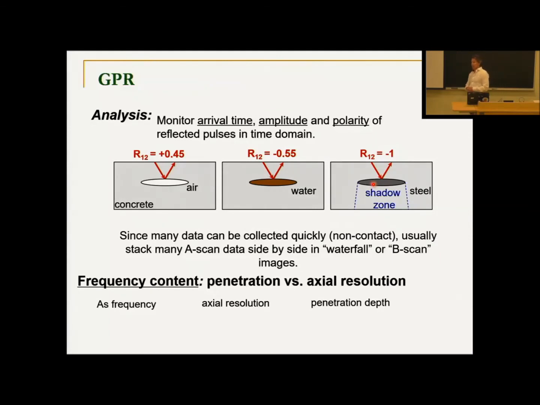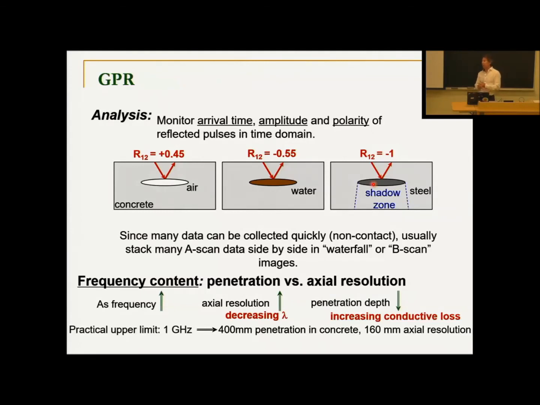Just like in ultrasound, we have the battle of frequency. We want to have high enough frequency so that we get good axial and lateral resolution, but the higher the frequency, we get more loss, especially in conductive materials. Right? So we have to fight that battle.